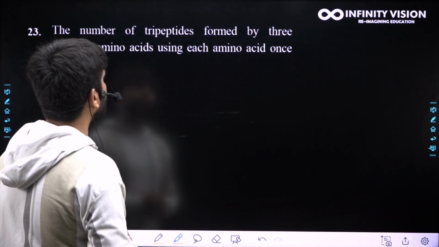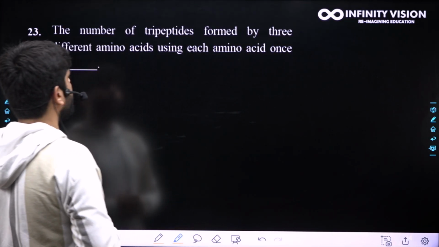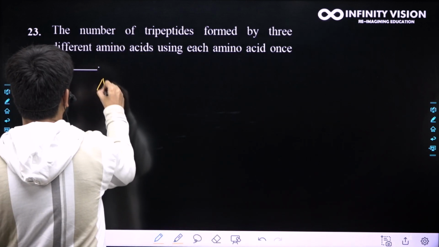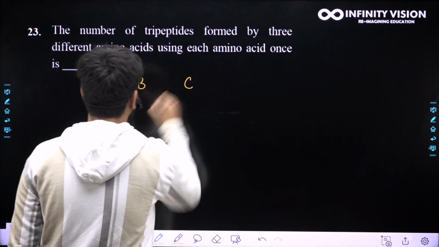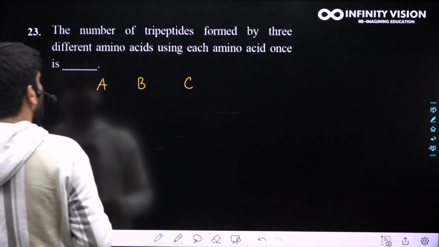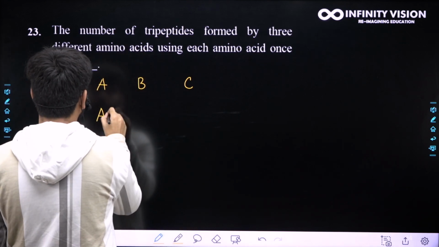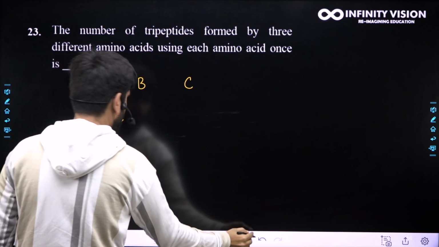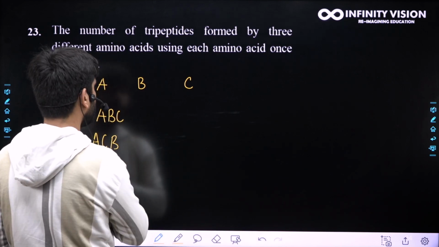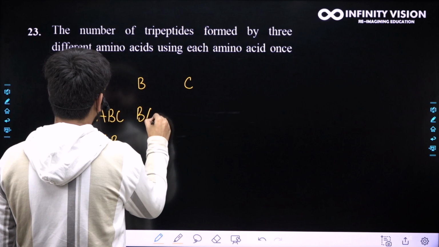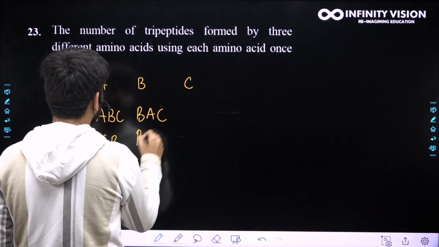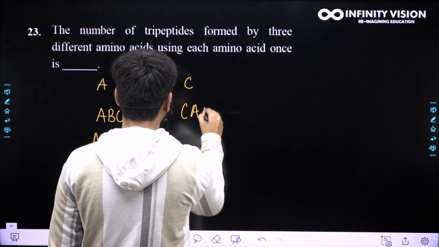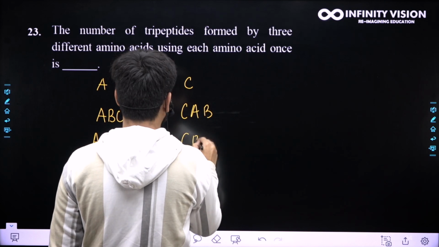The number of tripeptides formed by 3 different amino acids, using each amino acid once, very simple. We have 3 amino acids, A, B, and C. So tripeptides we are supposed to form. It can be ABC, ACB, BAC, BCA, CAB, and CBA.